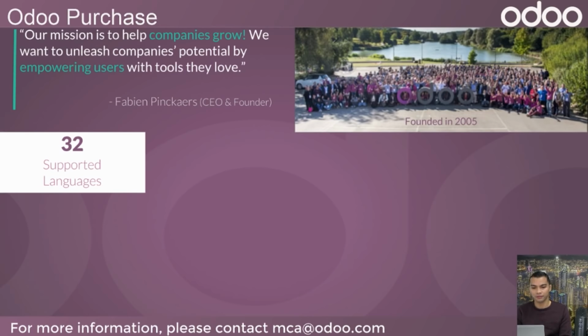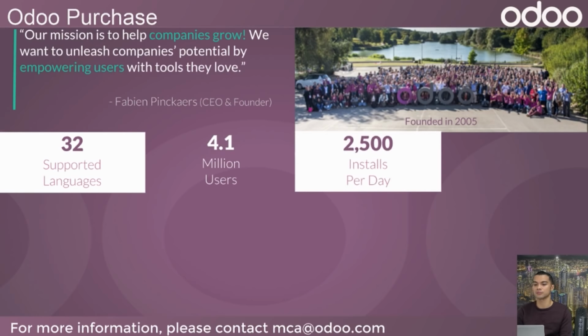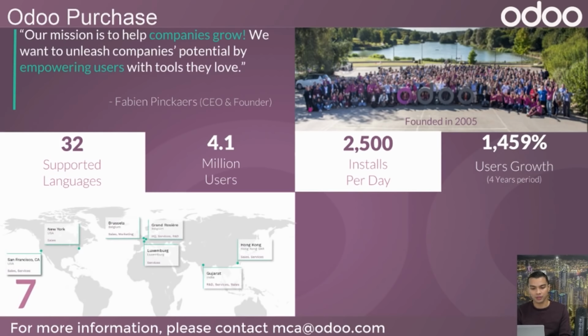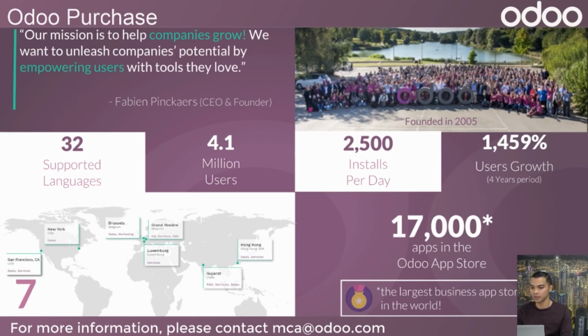We were founded in 2005, and in terms of languages we support 32. We have 4.1 million users and counting, with 2,500 installs per day, and a very high figure of 1,459% user growth over a 4-year span. In terms of physical offices, we are located across all time zones. As I've said, I'm from Hong Kong, and our headquarters are in Belgium, while our presence in North America is in San Francisco and New York. In terms of third-party integrations, we have the largest app store in the world, with 17,000 apps and counting.